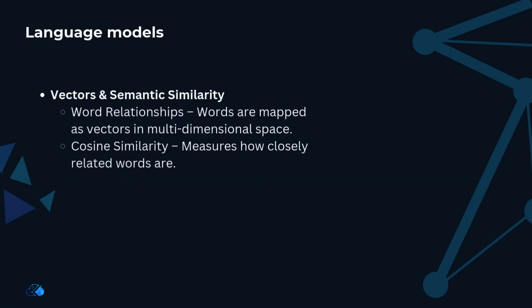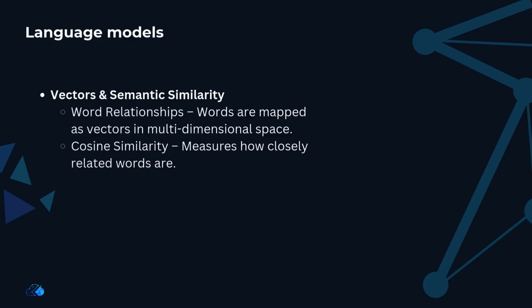So what about vectors and semantic similarity? Each embedding is a vector, essentially a set of numbers that describe a word's meaning in relation to others. These vectors exist in multidimensional space, where the directions and distance between them represent their relationships. To determine how similar two words are, models use a technique called cosine similarity. This measures whether two vectors point in the same direction or not. The more similar the direction, the closer the relationship.